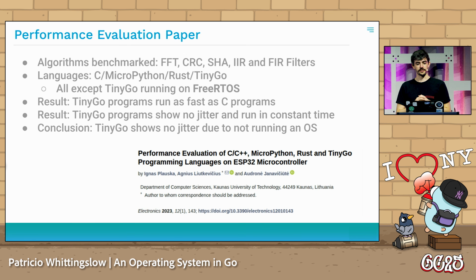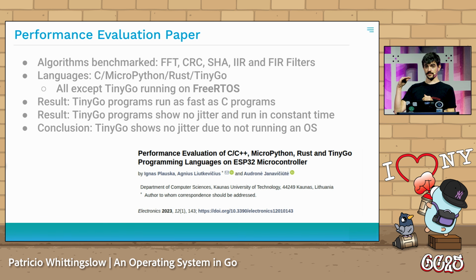Then there's the performance evaluation of MicroPython, Rust, C, and TinyGo on ESP32. This paper benchmarks languages across several algorithms commonly used in embedded systems. The paper's findings show that TinyGo runs just as fast as C, sometimes faster, sometimes slower. But what was, to me, the most interesting find was that TinyGo programs show no jitter. It means they run in constant time.